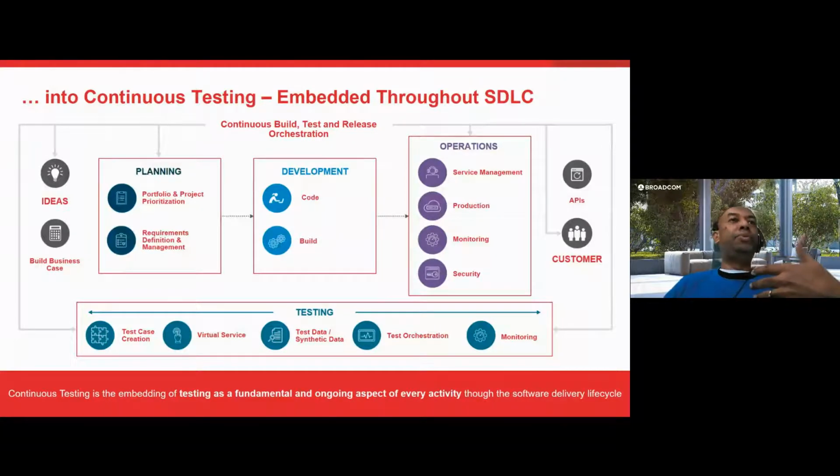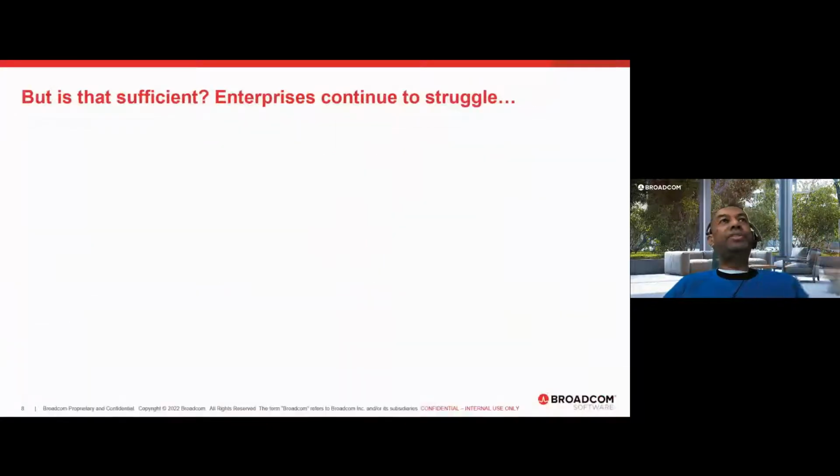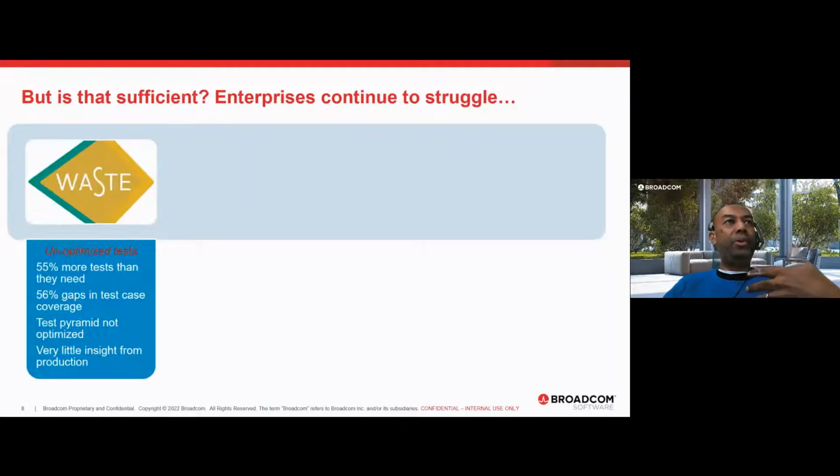And the answer seems to be no, because we've talked to customers, we continue to see the following types of challenges, right? So, for example, we see a lot of waste. And that's because most of our customers that we talk to don't have optimized tests.